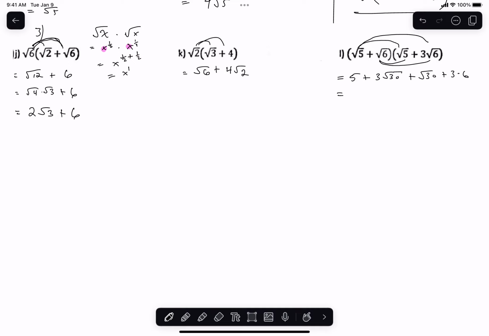Okay. So let's just clean this up. We'll do a little collecting of the like terms in the middle, if you will. So we're going to get 5. And then I can also bring that 3 times 6 down here. So 5 plus 18 plus 3 root 30 plus root 30. And so we're going to get 23 plus 4 root 30s. Okay. Now, nothing to be factored out. The tricky one at the moment is the square root of 30.